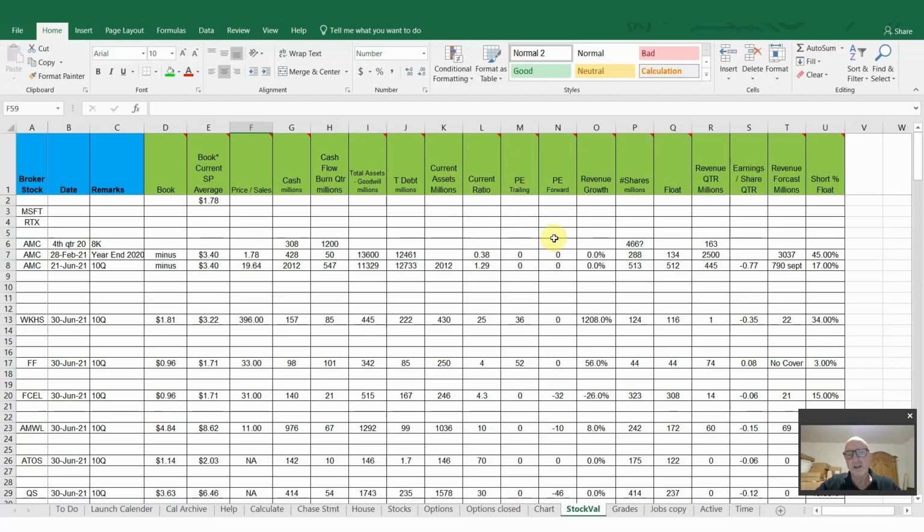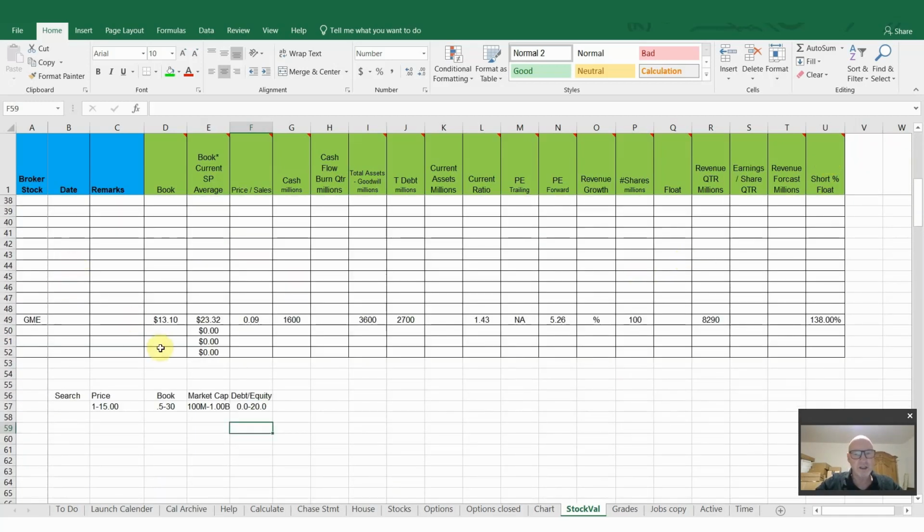I look at the PE trailing, PE forward, revenue growth, shares per millions, float, revenue quarter, earnings per share per quarter, revenues forecast in millions, and short percent of the float. And there it is, short percent of the float. This is how I found GME.